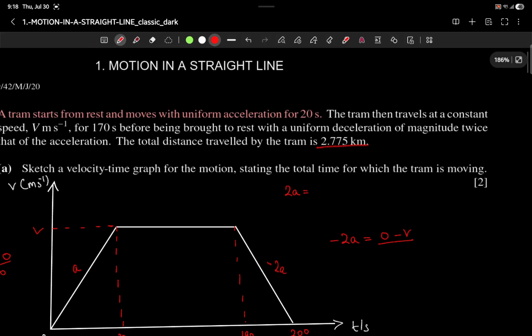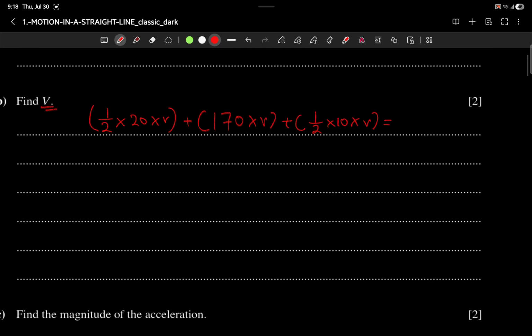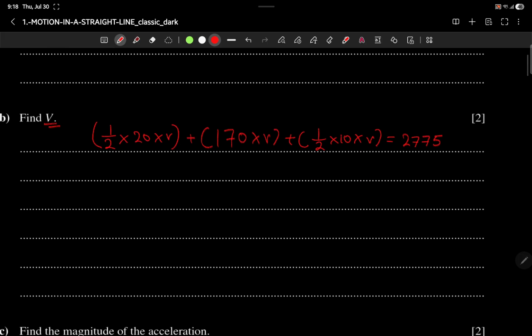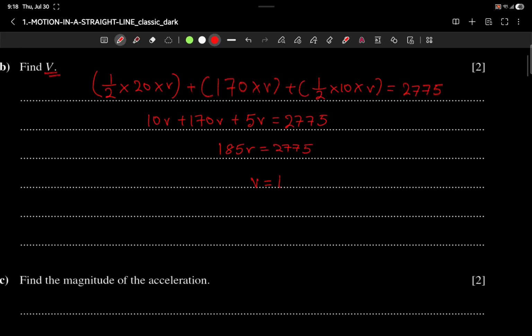Something to take notice of is that this is in kilometers. We have to convert this into meters, so we just have to multiply that by 1,000, which means 2775. Right. So now let's solve this. Half into 20, we get 10v plus 170v plus 5v equals 2775. Right, so we get 185v equals 2775. Divide that by 185, we get v equals 15. Right, which is our answer.